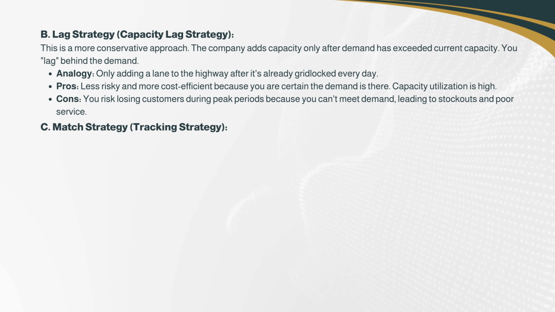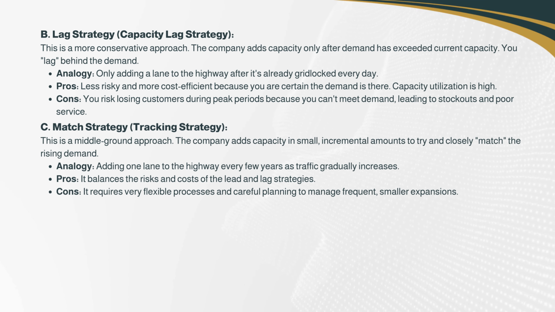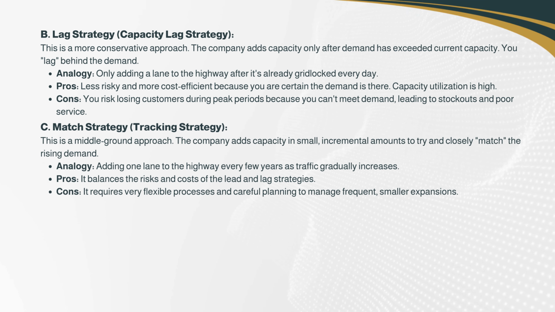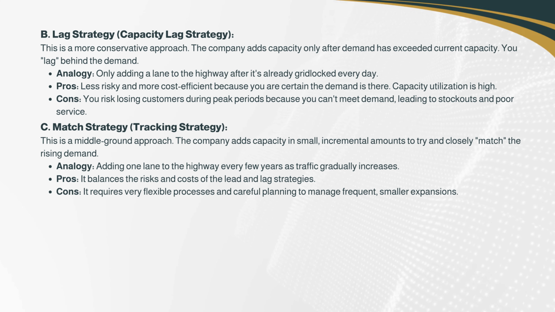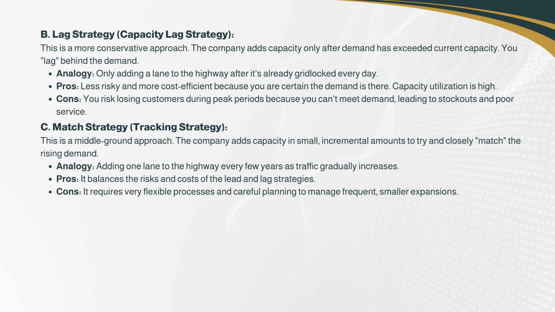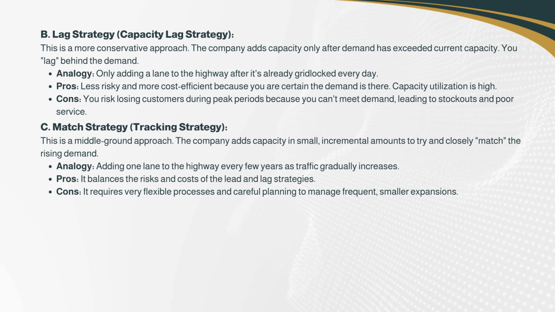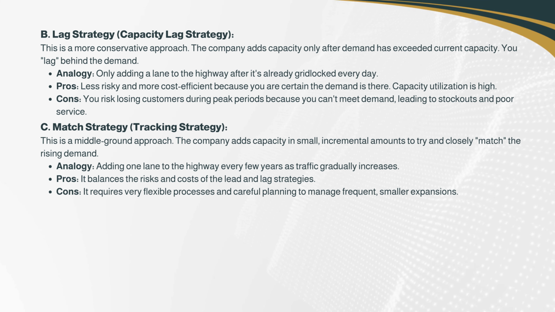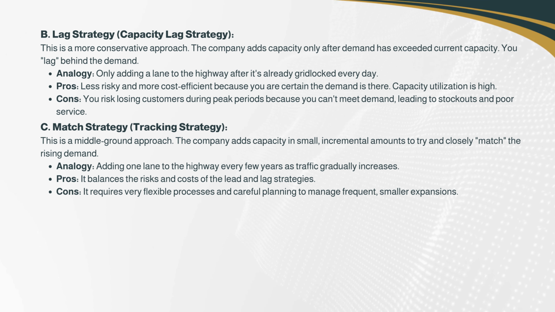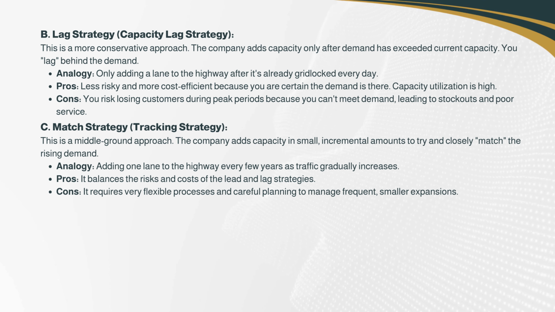C. Match strategy, tracking strategy. This is a middle ground approach. The company adds capacity in small, incremental amounts to try and closely match the rising demand. Analogy: adding one lane to the highway every few years as traffic gradually increases. Pros: it balances the risks and costs of the lead and lag strategies. Cons: it requires very flexible processes and careful planning to manage frequent, smaller expansions.